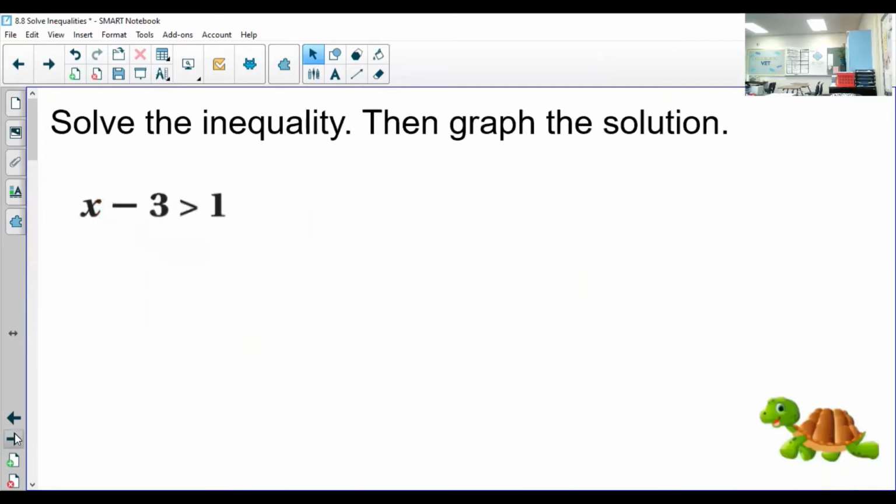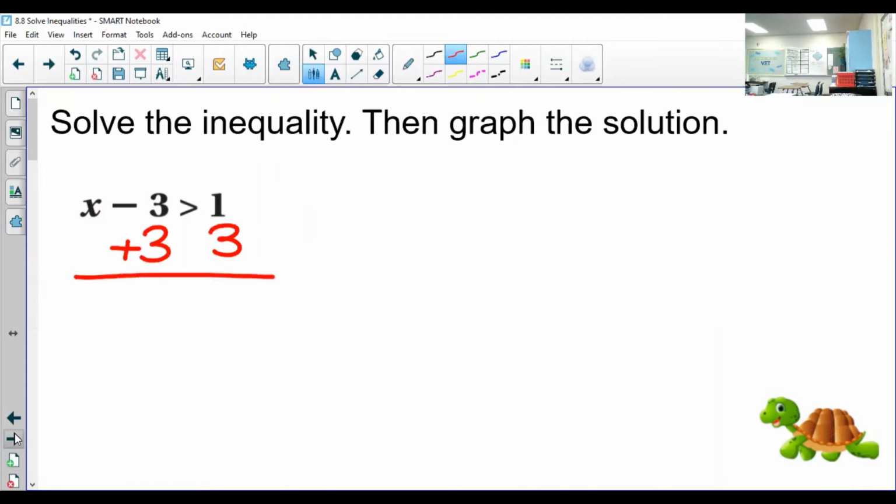So my first one, the directions say to solve the inequality, then graph the solution. So I have x minus 3 is greater than 1. So to get x all by itself, I'm going to do the inverse. So I'm going to add 3 to both sides. These cancel. X is greater than 3 plus 1, which is 4. X is greater than 4.